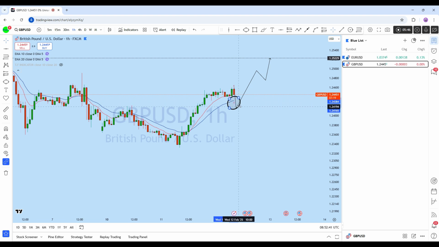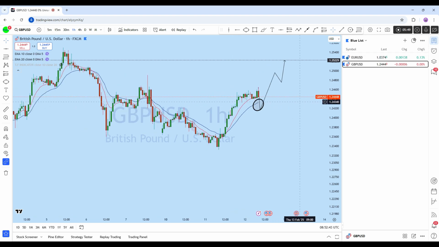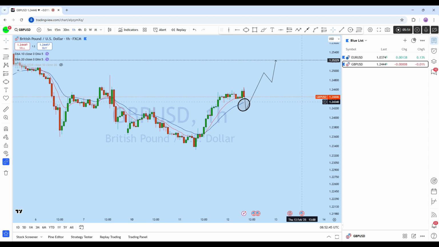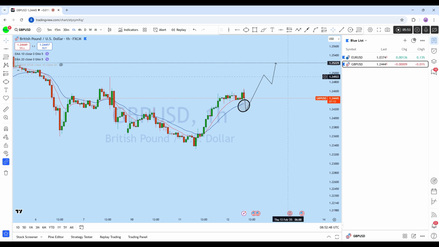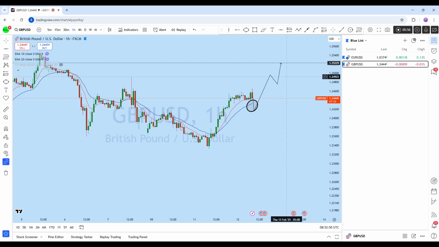I hope that traders enjoyed this important analysis on these two major pairs coming up later today on CPI, expecting an entry opportunity. I hope that you enjoyed this educational analysis.